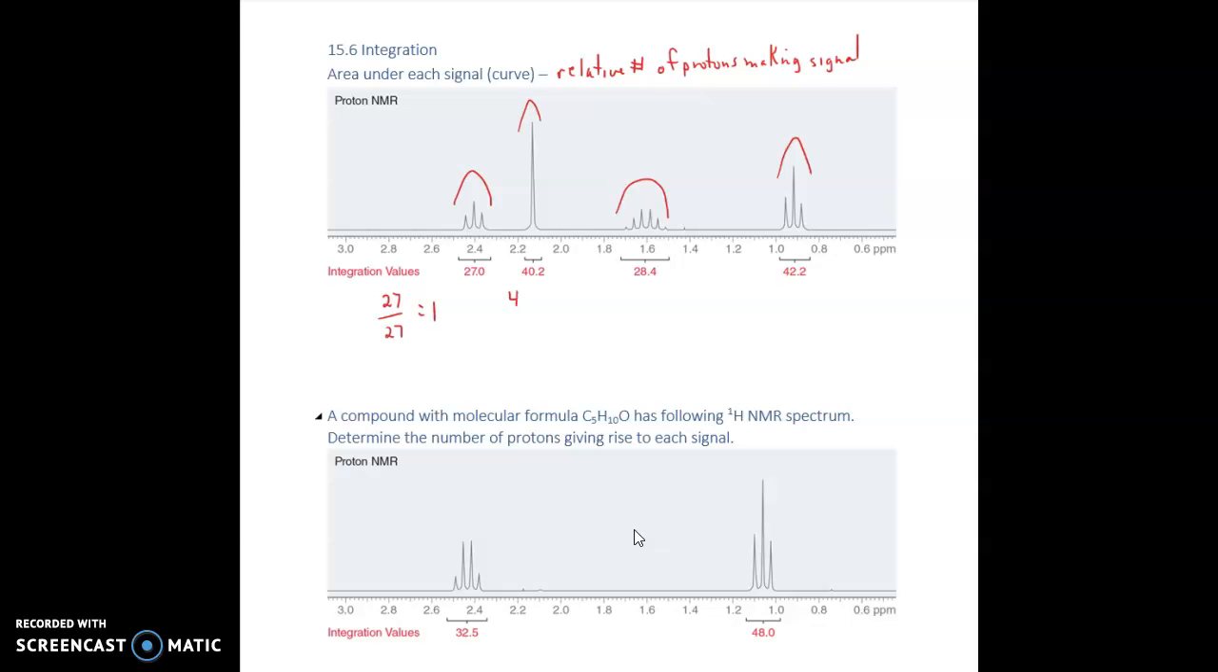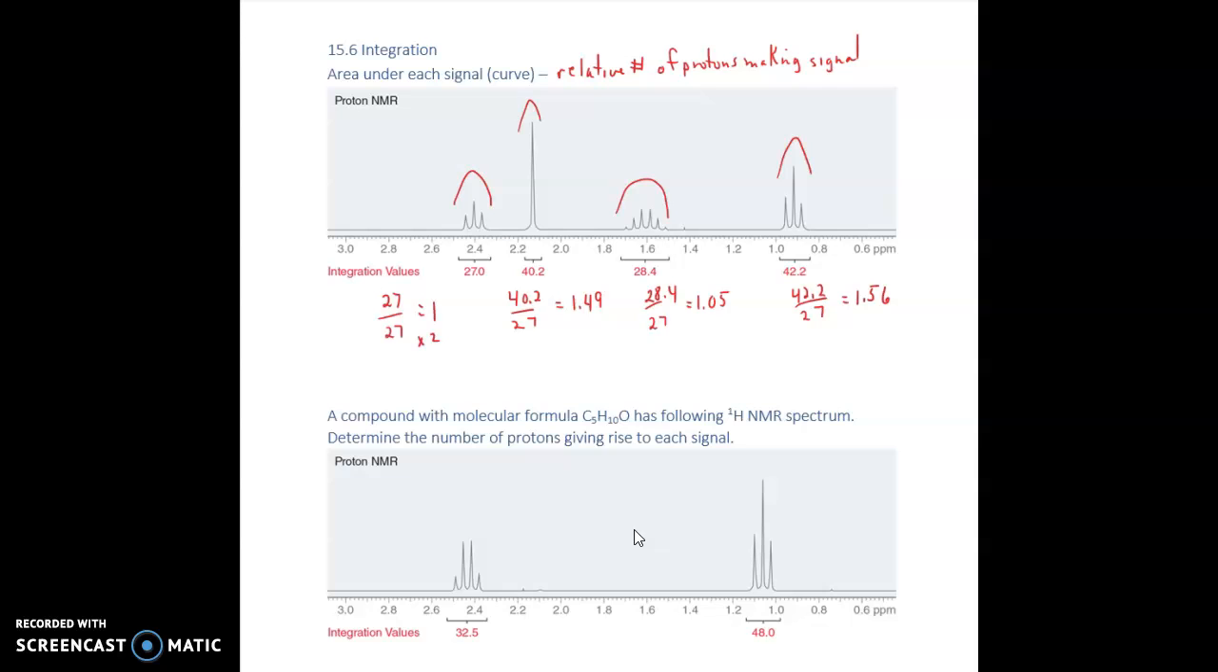We get 40.2 divided by 27, and that gives us 1.49. Take the 28.4 and divide it by 27, and we'll get 1.05, and 42.2 divided by 27 will give us 1.56. Now we can't have 1.5 protons, so we're going to need to multiply all of these numbers by 2.